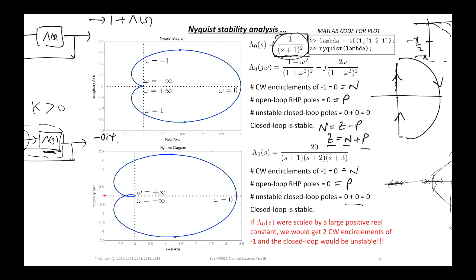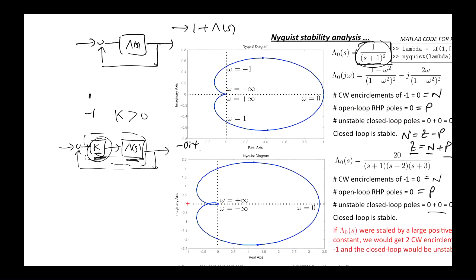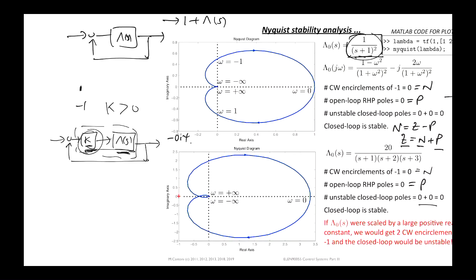So if we just wrapped a feedback connection around this open loop transfer function, we would get a stable closed loop. All right? Now let's think about what would happen if, instead of just wrapping the feedback loop around lambda, we scaled lambda. Okay? What will happen in terms of stability of the closed loop? Well, think about what happens to the Nyquist plot as we scale lambda by k.